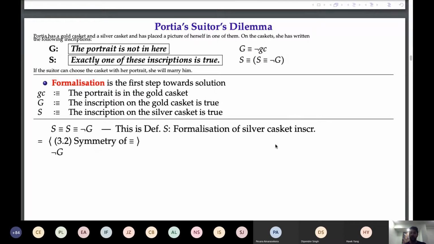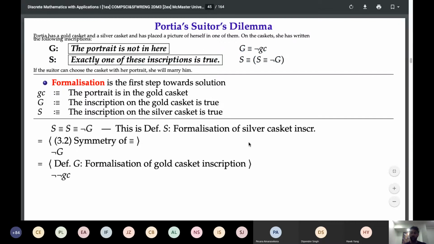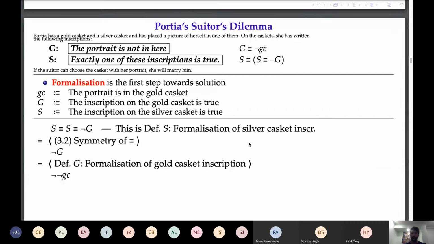And what does G say? Well, G is the same thing as not GC, so we can simplify further. And then you have double negation, so not cancels out, like subtraction. Again, we'll get to these later, just a teaser. And we find out that the portrait is in the gold casket.